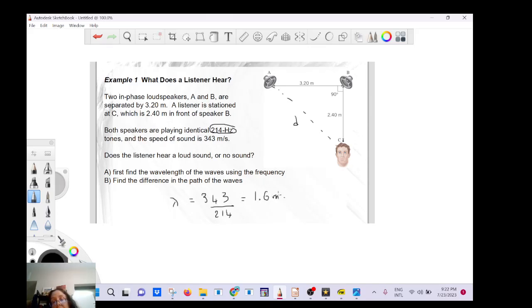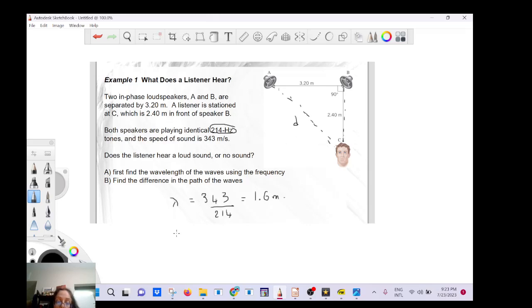And you get 1.6 meters. Okay, so if the difference in the distance from this distance here to this distance here is 1 wavelength, it's going to be loud. If it's 2 wavelengths, loud. If it's 3 wavelengths, loud. If it's half of a wavelength, then there will be no sound. 3 halves, 5 halves, 7 halves, and so forth, no sound. So we need to find that distance here.